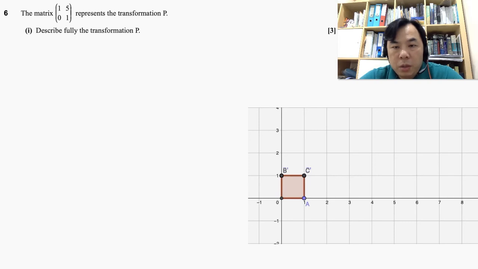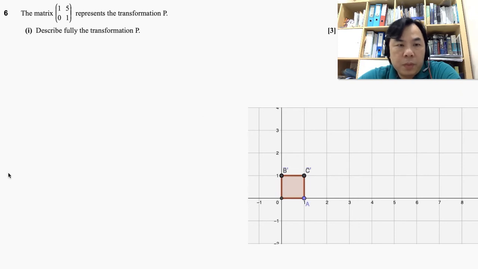How would the image look in this case? Let me show you how it looks. Before we start, here we have the origin. We have the coordinate A, which is (1, 0), coordinate B, which is (0, 1), and C, which is (1, 1). These four vertices will form the unit square shape, a two-dimensional shape.